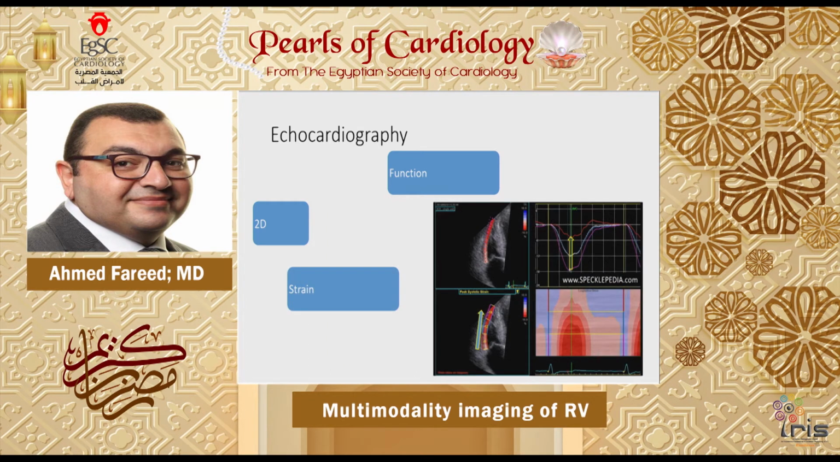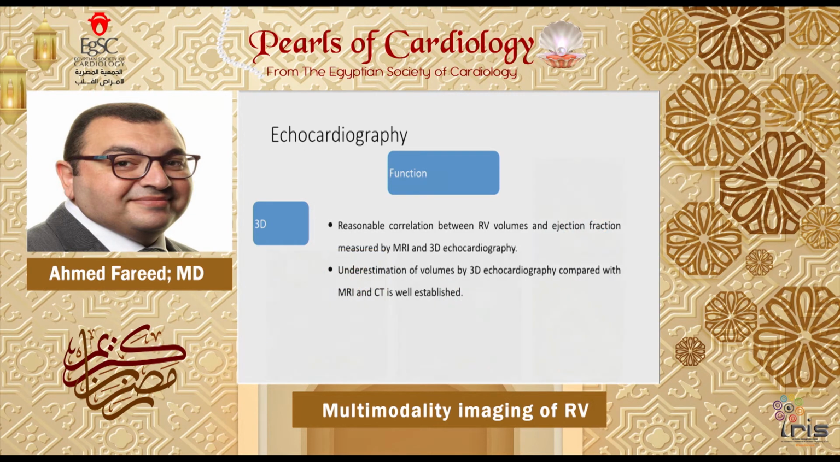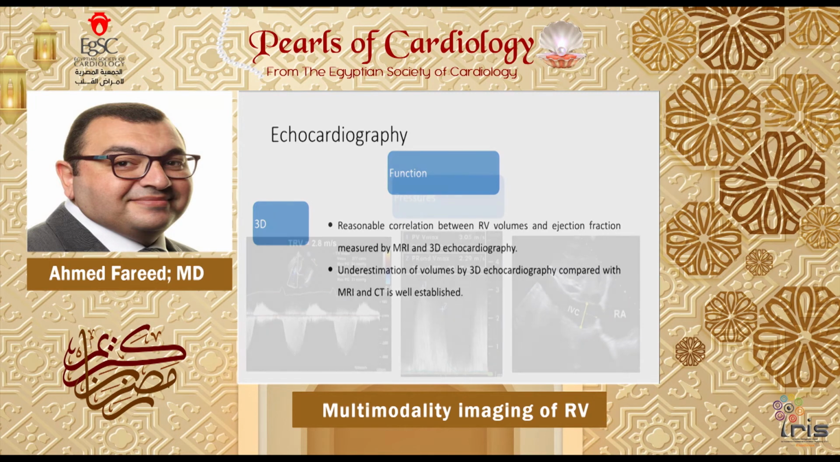The new and upcoming is strain of the right ventricle, where we can measure the myocardial strain of the RV free wall. And also we have new software that's dedicated for the assessment of the right ventricle by 3D echocardiography. There are now some machines that have dedicated software for this measurement, and it's considered to be comparable to the CMR. There's a reasonable correlation between the volumes and the ejection fraction measured by MRI and 3D echocardiography, and 3D echocardiography tends to underestimate the volume compared to the MRI and CT is well established.